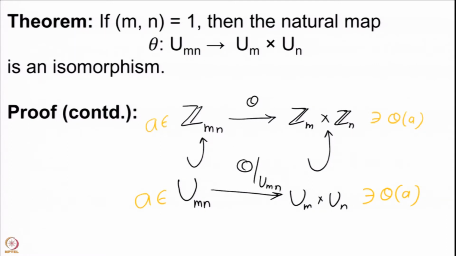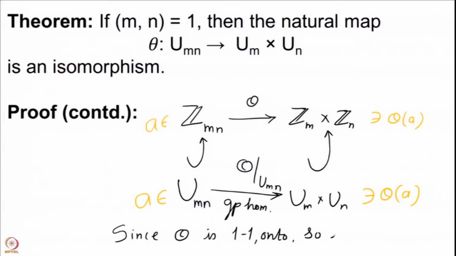So, we have a map, a group homomorphism. So, this is a group hom, and we need to just observe now that it is a 1 to 1 onto map, but that is clear because the original theta is 1 to 1 onto. So, since theta is 1 to 1 onto, so is theta restricted to U_mn.